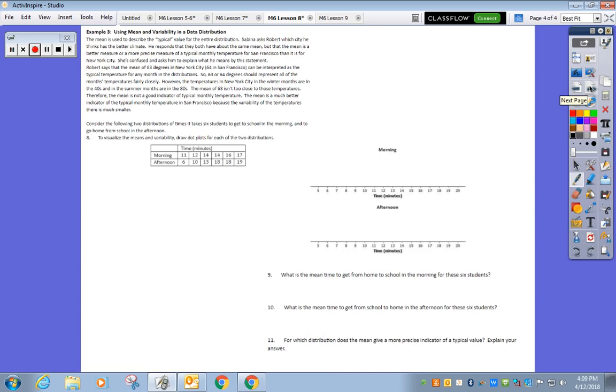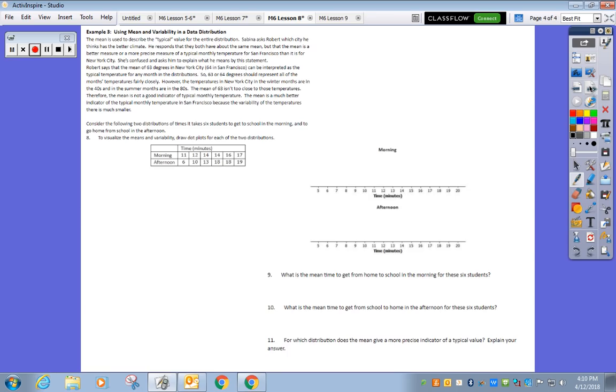Now, example 3 is asking us to use the mean and variability in a data distribution. So the mean is used to describe the typical value for the entire distribution. Sabina asks Robert which city he thinks has the better climate. He responds that they both have about the same mean, but the mean is a better measure or a more precise measure of a typical monthly temperature for San Francisco than it is for New York City. She's confused and asks him to explain what he means by this statement.